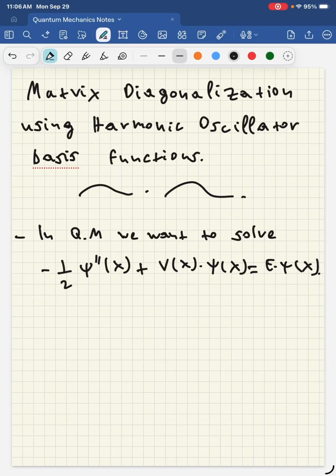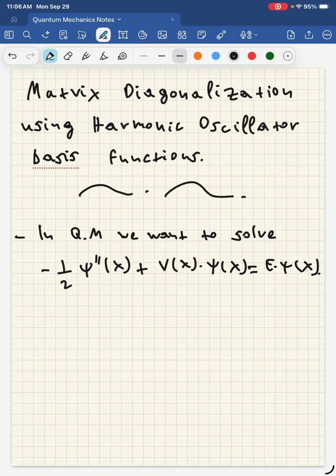Okay, in this video we will continue the discussion of how to solve for the Poschl-Teller potential, this time using a different method which is called matrix diagonalization using the harmonic oscillator basis functions. We will discuss what all these mean. So I wrote here that in quantum mechanics in general we want to solve the Schrödinger equation.